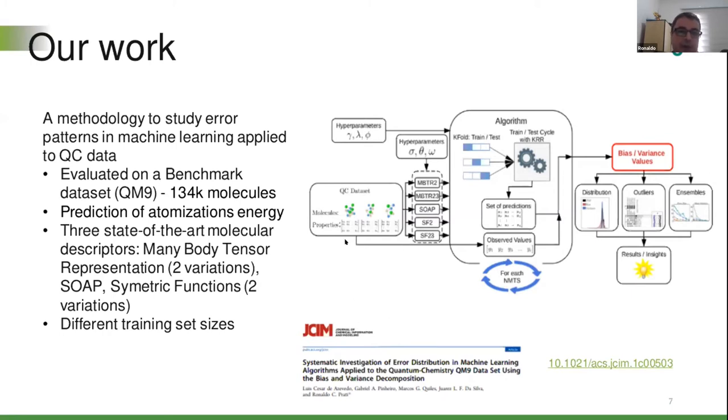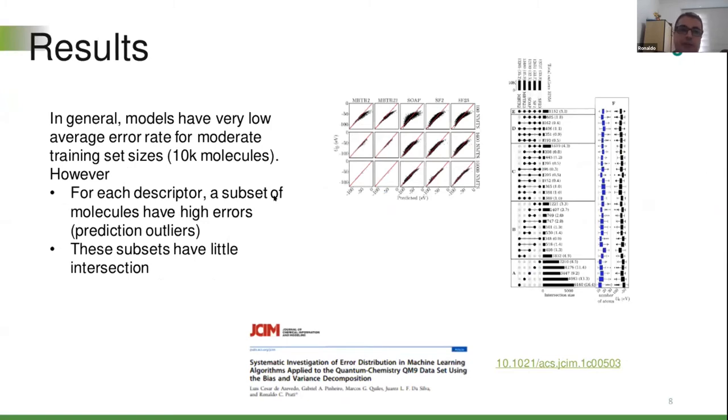We have evaluated our pipeline on a benchmark dataset of 139,000 molecules, named the QM9 dataset, where the target is to predict the atomization energy of those molecules. We have used three different state-of-the-art representations of the molecules, and we also evaluated the number of molecules in the training set. In general, we are able to have very good results when we use nearly 10K molecules to train the model from the 134K molecules.